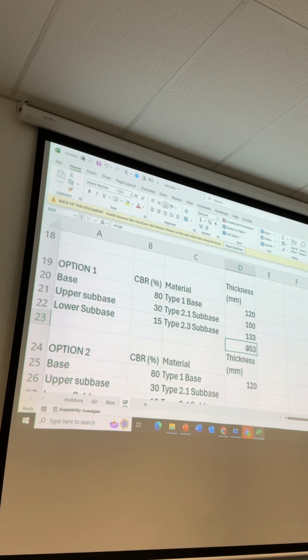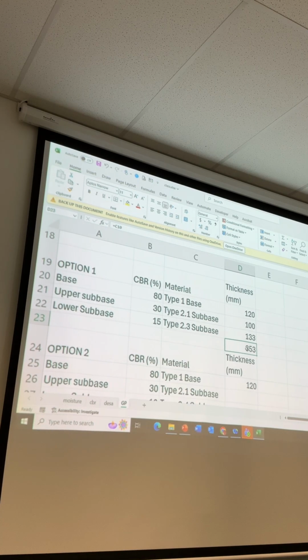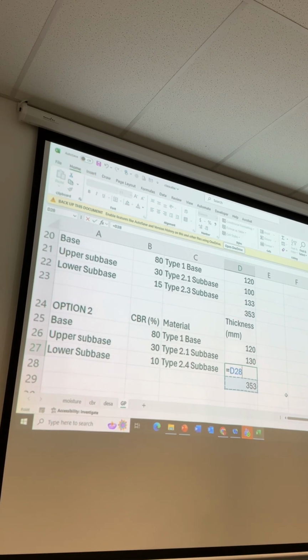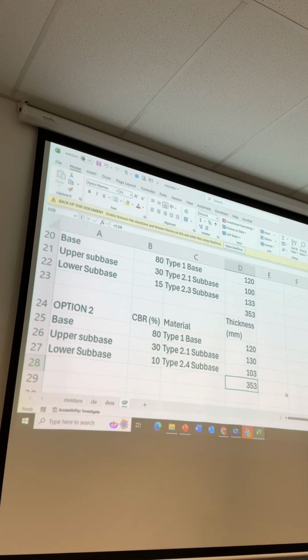And then in the second pavement composition, the second option, how much should be the thickness of the upper subbase? 130, because the lower one is 10%. So it's going to be this one minus this one minus this one, the thickness of the other layer. Agree?